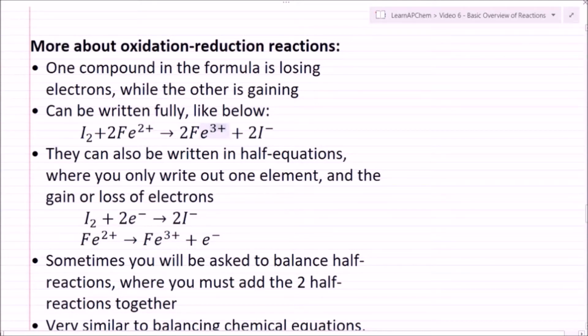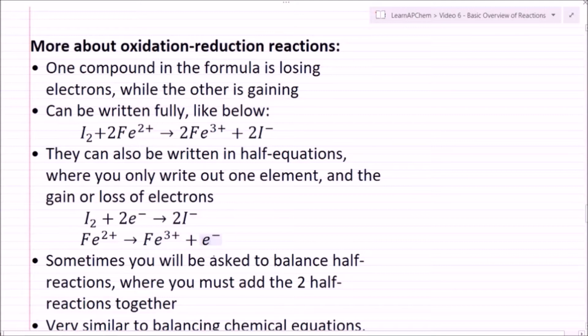Now these can also be written in what are called half equations, where you only write out one element in the gain or loss of electrons. So as I said earlier, each iodine is taking one electron. So I write down my I2 plus 2e-, simply meaning 2 electrons, and this combines to form 2 negative iodine ions. Similarly, I can write out my iron losing an electron. Fe2+ becomes Fe3+ plus an electron. So this is what a half equation would look like.